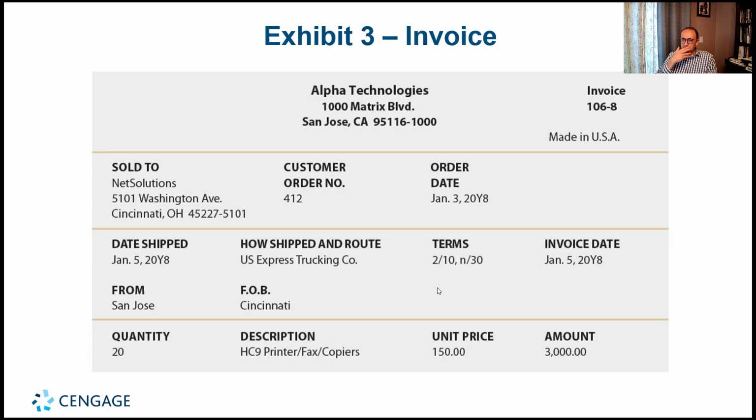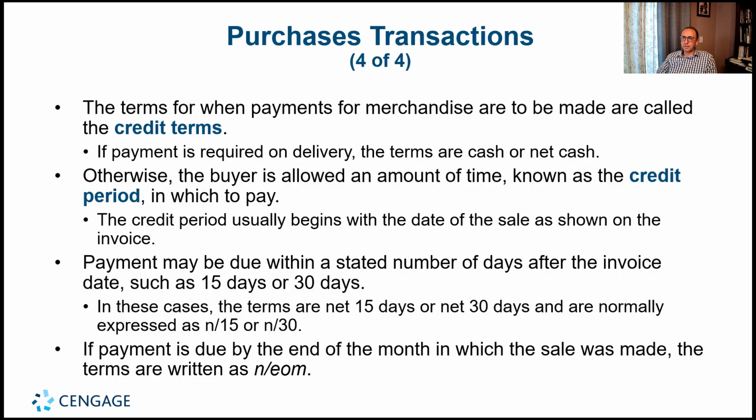And then we have something that we need to learn here, which is the terms. It says here 2/10, N30. And this is an abbreviation for 2% discount if you paid within 10 days, and the maximum you can pay is within 30 days. And then this is the invoice date, which is the same as the shipping date, and it's showing the quantity, description of the items being shipped, the unit price, and the total value of the invoice. So that's the typical kind of invoice that you can receive from a vendor or a supplier.